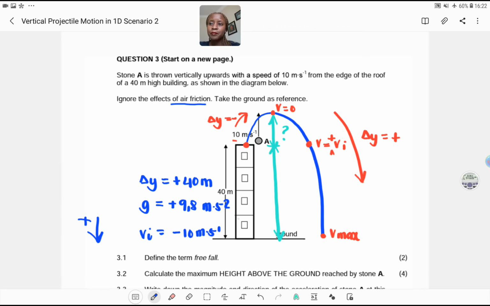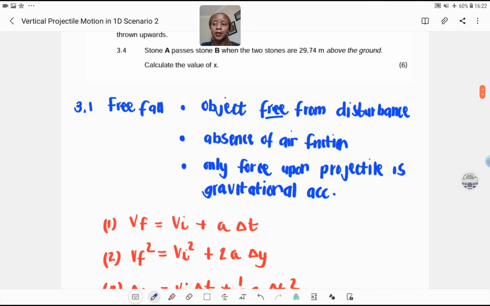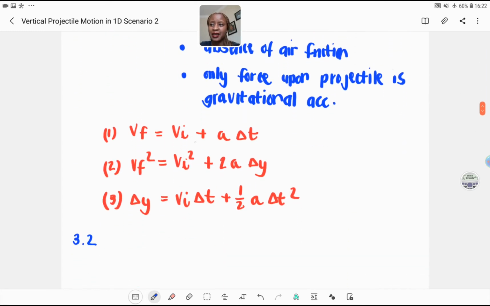Let's have a look at our equations of motion and see which one will be applicable. The first one has a time factor to it. We don't know anything with regard to time, so we're not going to look at that. The second one has height, which is what we are looking for. We have our final velocity, our initial velocity, and we know the gravitational acceleration, so we're good to go. We can't use the third one again because it has time.